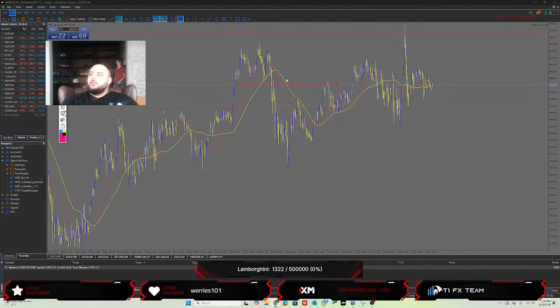Okay. But this is no longer a zone. And also what you can do is you can play around with trend lines, like you can see here.